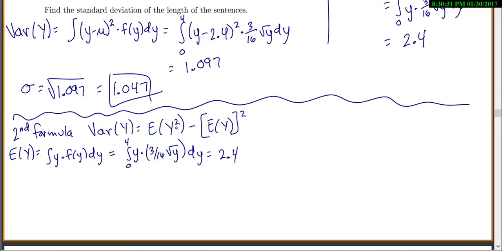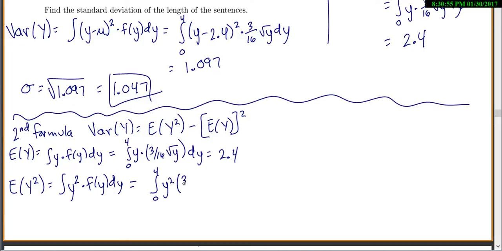But the expected value of y squared, we haven't actually found anything quite like that. If you remember when we first talked about expected value, we said if you want the expected value of something like y squared, instead of putting a y, we just put a y squared. So it's actually really simple. Whatever you want to take the expected value of, that's just what you put in your integral and times it by the PDF. So we'll integrate from 0 to 4 of y squared times 3/16 square root of y dy. And this is 6.85.